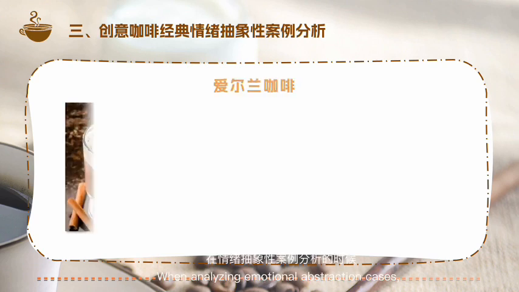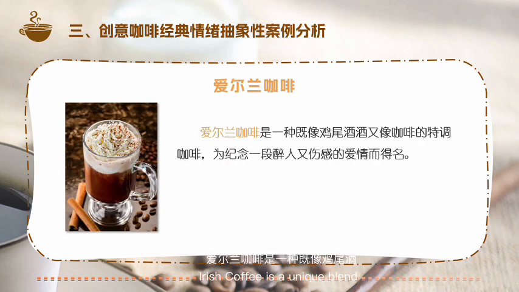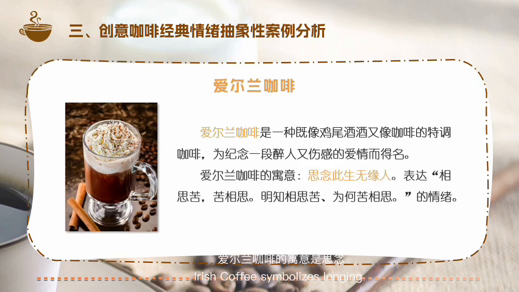Creative coffee. Analysis of classic emotional abstraction cases. When analyzing emotional abstraction cases, Irish coffee stands as a classic example. Irish coffee is a unique blend that's both cocktail and coffee, named to commemorate an intoxicating yet bittersweet romance. Irish coffee symbolizes longing for a love that cannot be, expressing the pain of unrequited love, the agony of longing, knowing it's painful, yet unable to stop yearning.